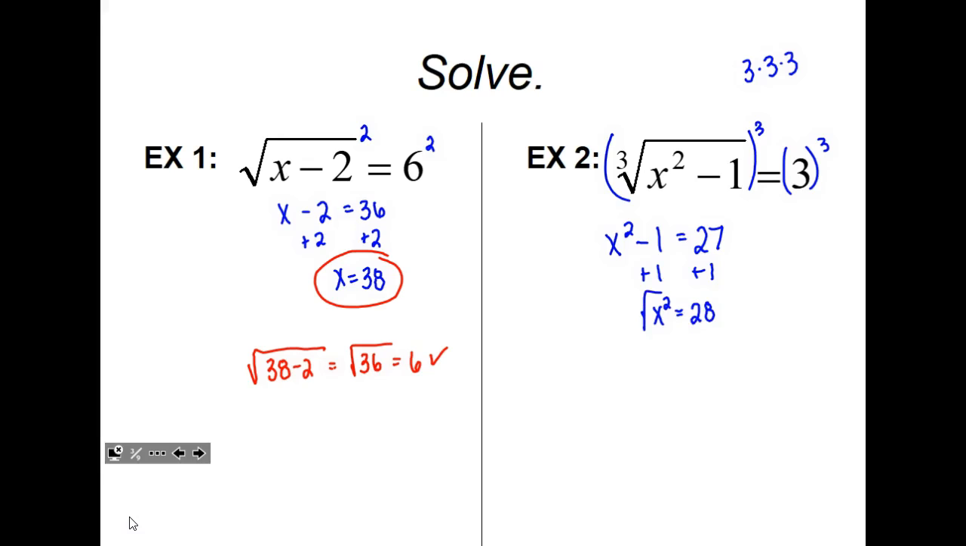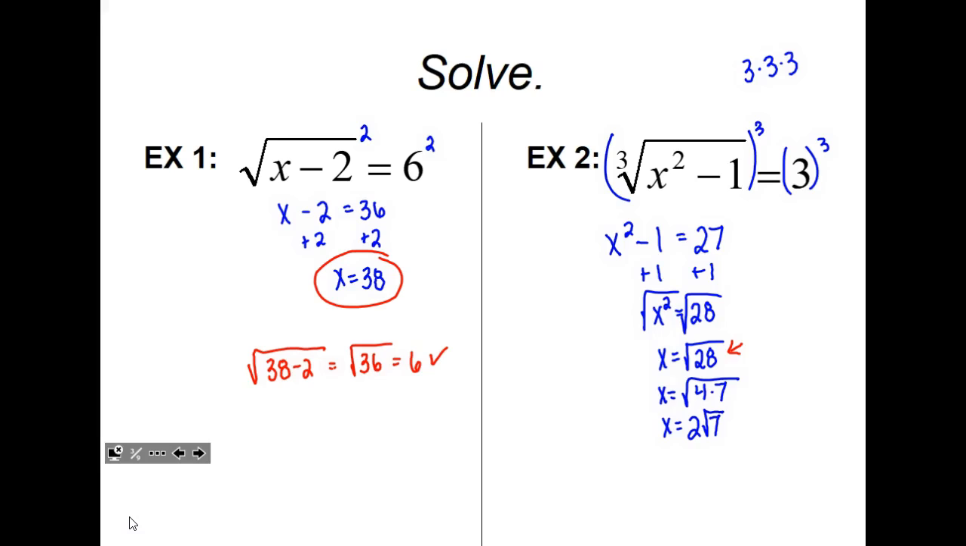And then we will square root both sides. So x equals the square root of 28, which will break down. We could make that the square root of 4 times 7, or 2 square root of 7. So our answer there would be 2 square root of 7. To plug this back in to check, it's actually a lot easier to plug in the square root of 28 than the 2 square root of 7.